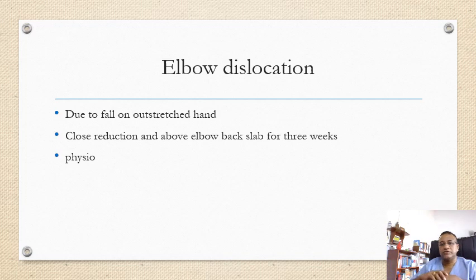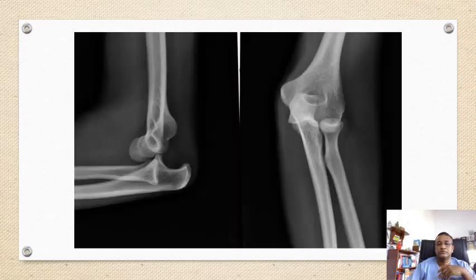The mode of injury in elbow joint dislocation we discussed: it's a fall on an outstretched hand, and immobilization for 3 weeks, then start physiotherapy. This is a very notorious joint. If you immobilize more than 3 weeks, it tends to get joint restriction and it is very difficult to come out of. So you should start early mobilization. Only 2 to 3 weeks of immobilization after a simple elbow joint dislocation.